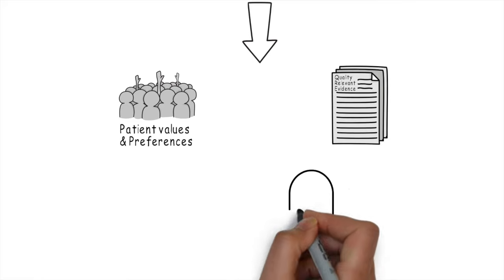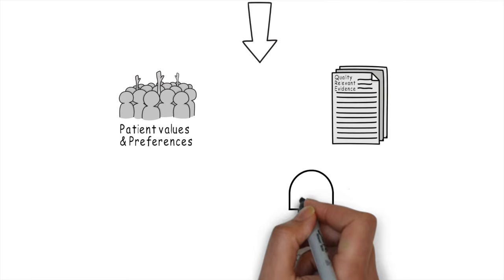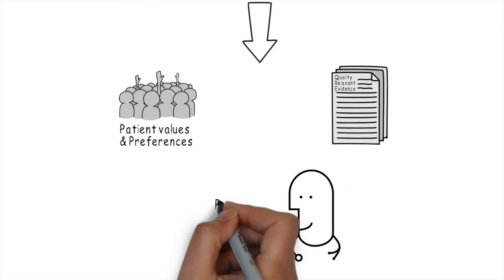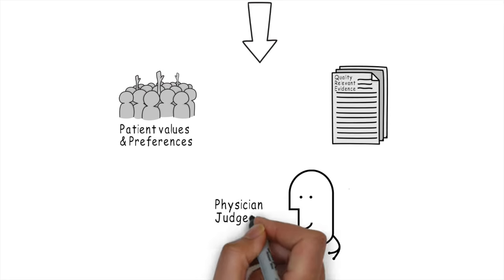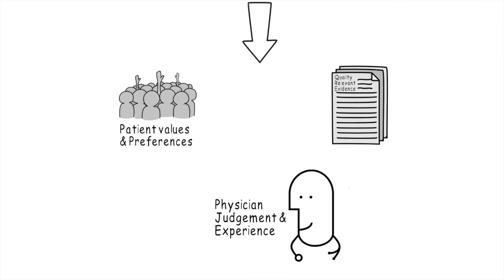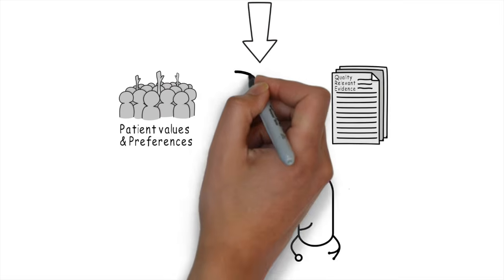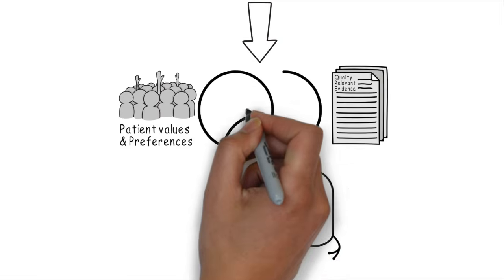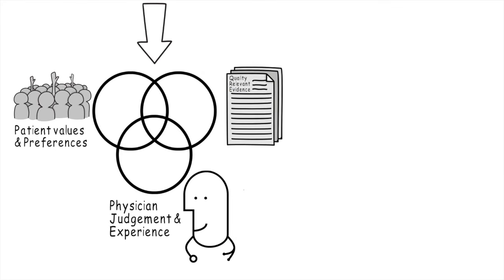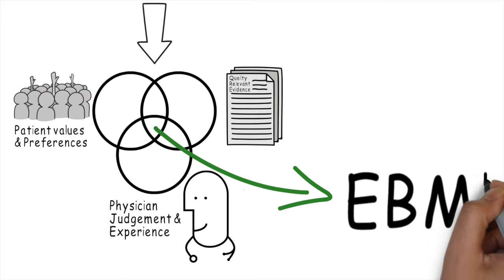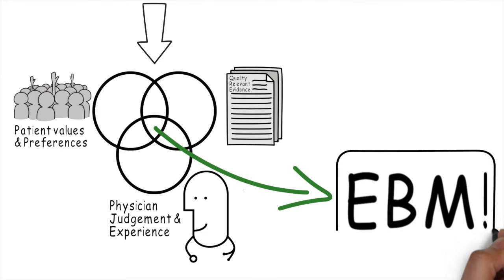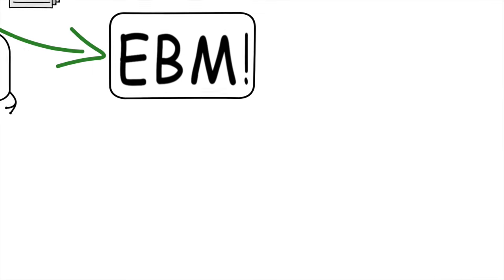The third and final component is us, the clinicians. Who I am, where I work, and the experiences that I've had may be very different than yours, and how I apply the evidence to a specific group of patients, therefore, will be very different. Where we see these three things intersecting, the evidence, the patient values and preferences, and our own physician judgment and experience, is generally what we like to call evidence-based medicine. So I hope that helps you understand what evidence-based medicine is.